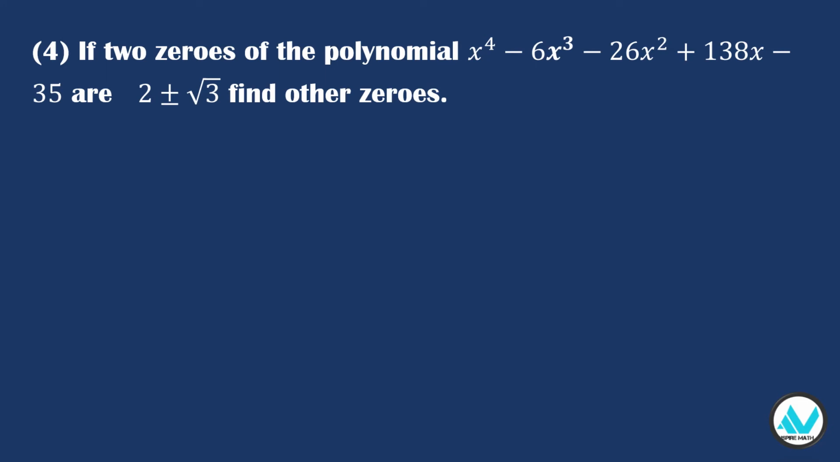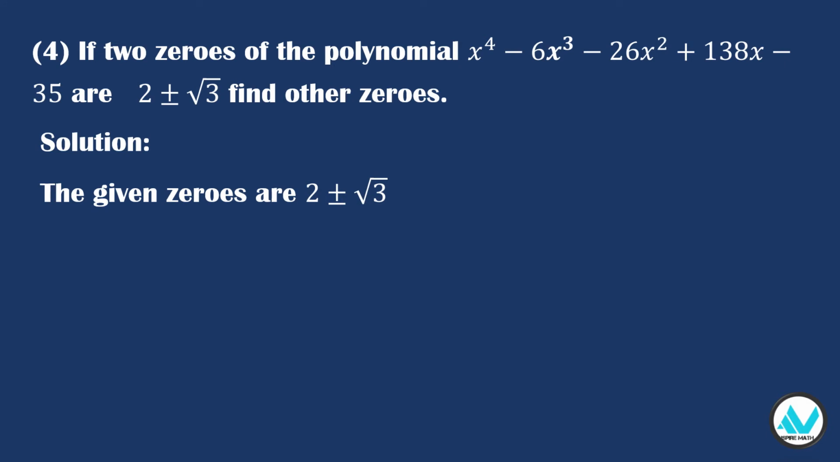Here it's given, if two zeros of the polynomial x power 4 minus 6x cube minus 26x square plus 138x minus 35 are 2 plus or minus √3, find other zeros. So here we are given a biquadratic polynomial. A biquadratic polynomial is nothing but which has a degree 4, which means it has 4 zeros. So here they have given 2 zeros and we are supposed to find the remaining 2 zeros. Now let's see how to go on with the sum.